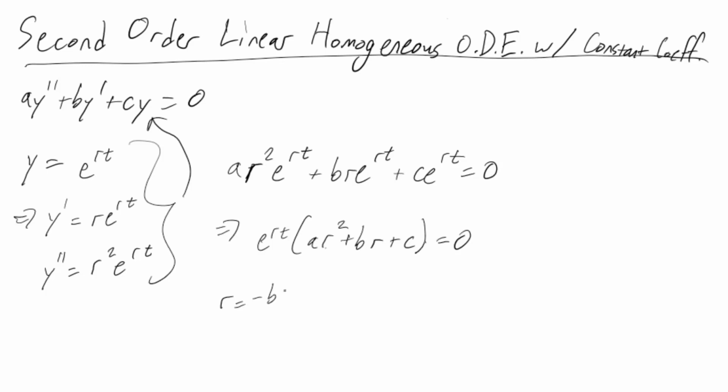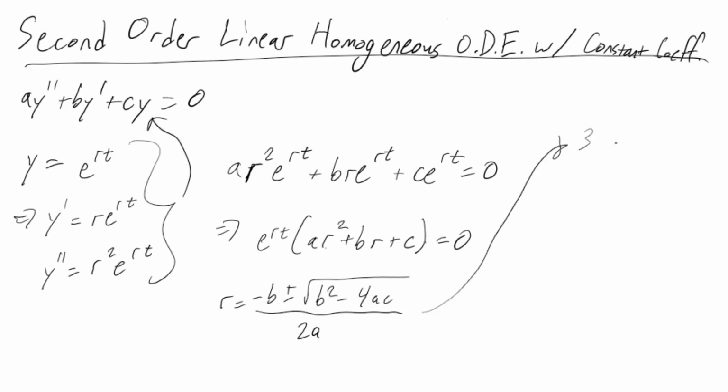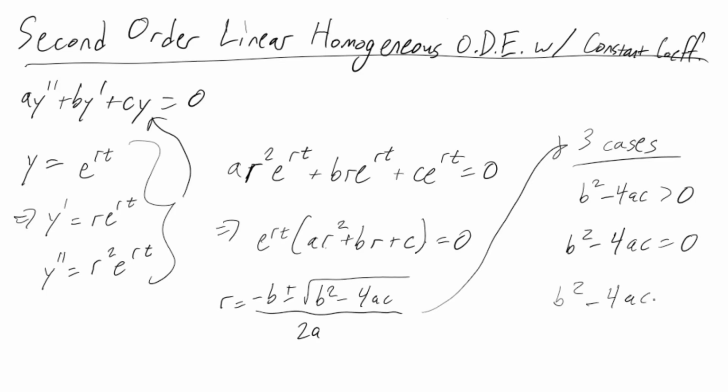So we could use the quadratic formula to solve for r, and we know that a second order polynomial is going to have roots that change depending on the discriminant, b^2 - 4ac. So there are going to be three different cases. The first case is when the discriminant is positive. The second case is if it's 0, and the third case is if it's negative. We'll do a couple of examples of each of these cases so you can get a good feel for it, because their solutions look pretty different depending on which case we're in.